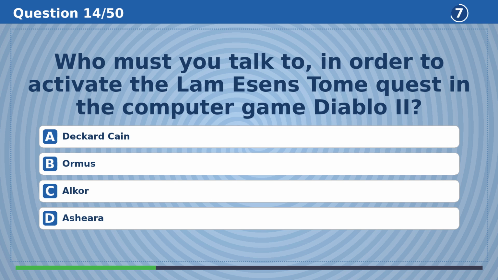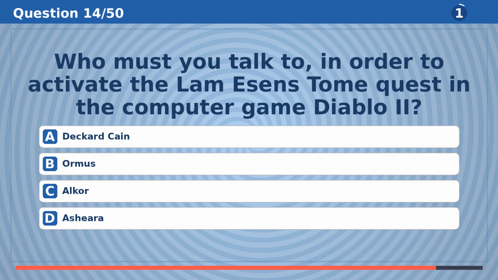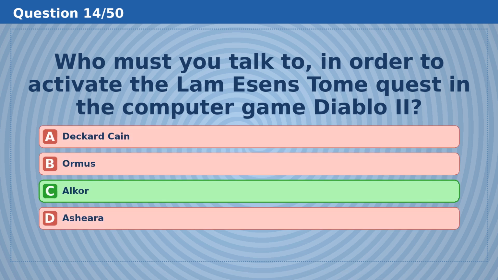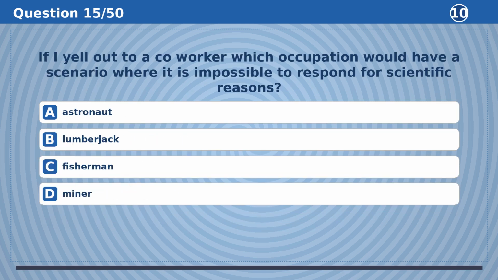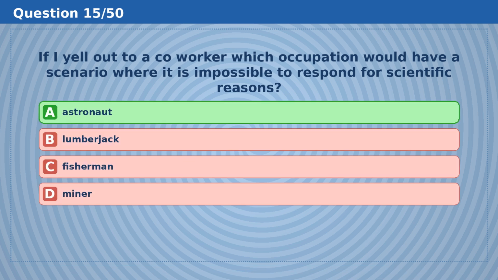Who must you talk to in order to activate the Lamb Essence Tome quest in the computer game Diablo 2? The answer is C. Alker. If I yell out to a coworker, which occupation would have a scenario where it is impossible to respond for scientific reasons? The answer is A. Astronaut.